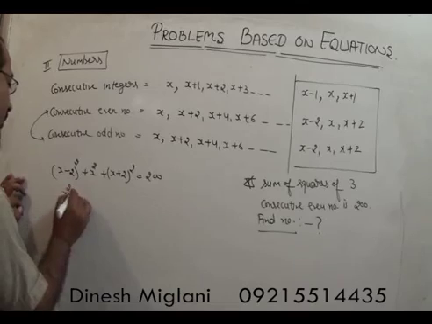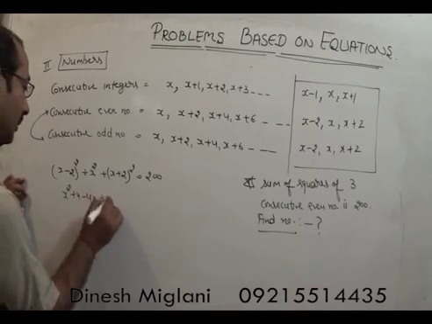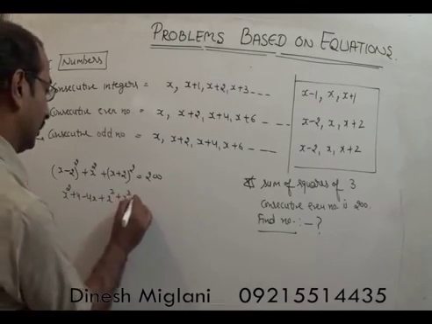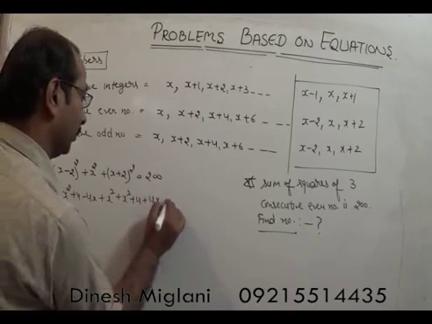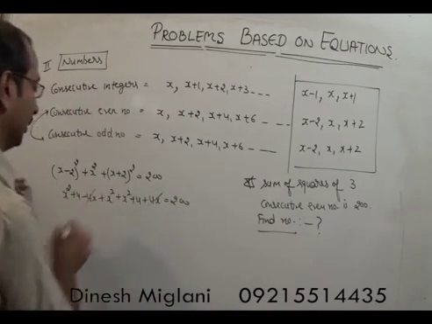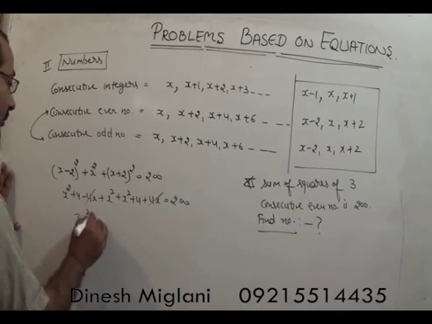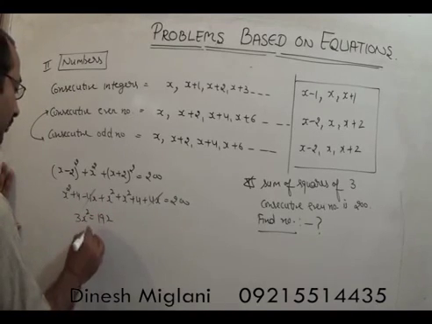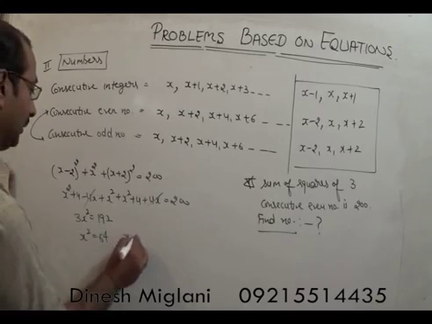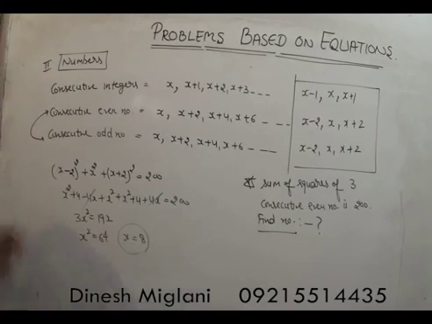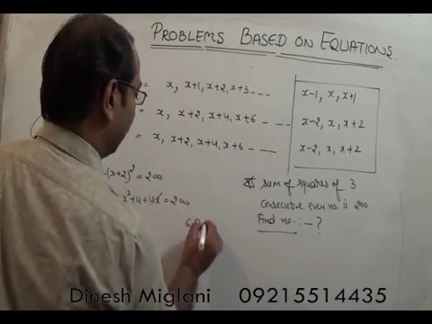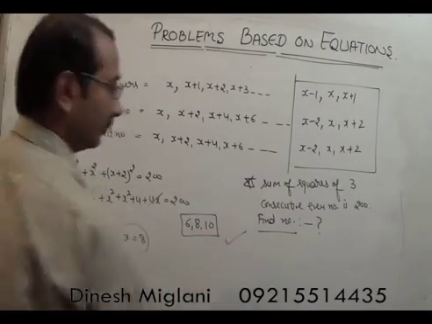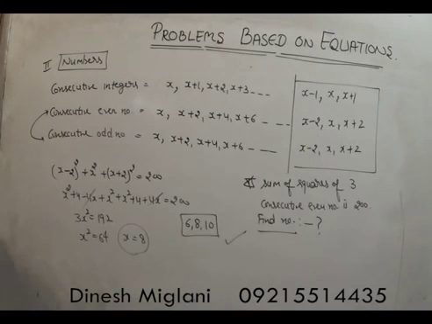We make it x square plus 4 minus 4x plus x square plus x square plus 4 plus 4x equal to 200. 4x will be cancelled out. So 3x square equal to 192, x square equal to 64, so x is equal to 8. It means my integers are 6, 8 and 10. It becomes my answer. I think it's clear.